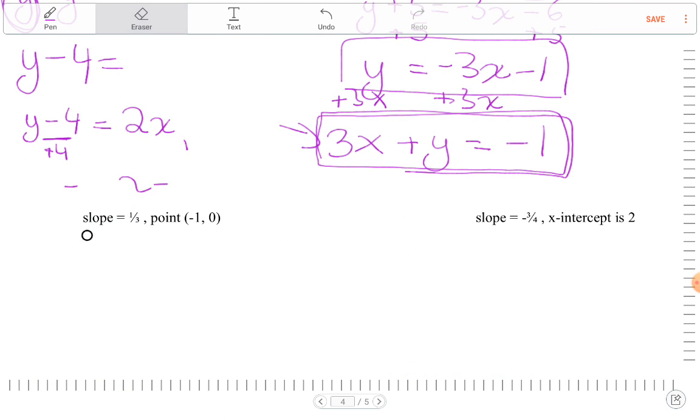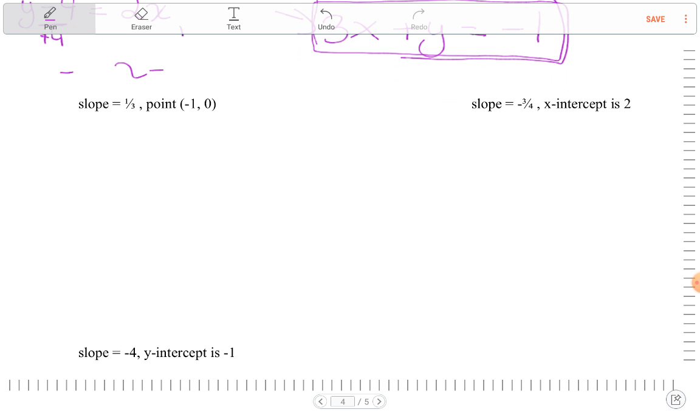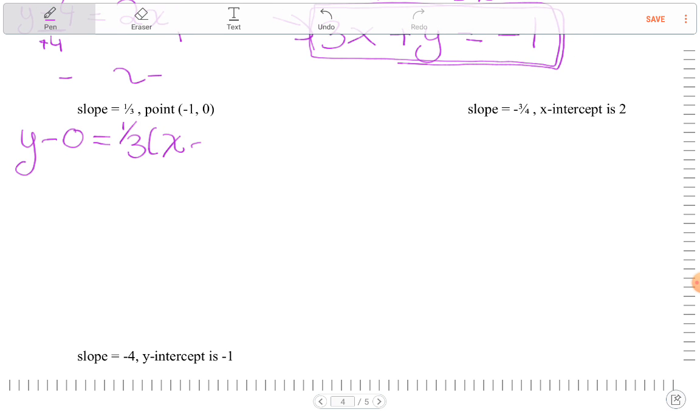Okay, let's do a few more. My slope is 1/3, my point is -1, 0. Point slope form, y minus y1 equal to the slope times x minus x1, which would then in this case be x plus 1. Distribute. And honestly, in my next step, what is anything minus 0? I can just leave this right away. So I have y equals 1/3 x plus 1/3.